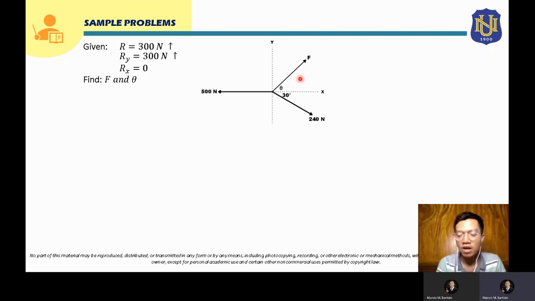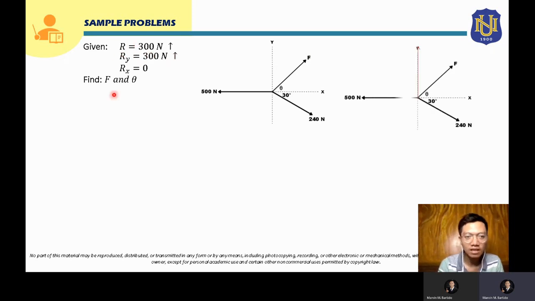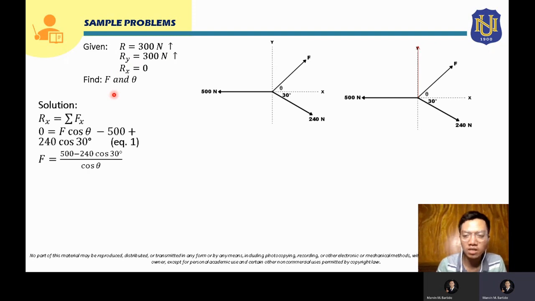So using our formula for solving Rx and Ry, we can use this given. We can use Ry and Rx. Now for Rx, let's say that Rx will be equal to the summation of all the horizontal components of all the forces. And we know that the value of Rx is 0. So we can say that this is 0 equal. So the first force is F. So the horizontal component of F is F cosine theta, and it is directed to the right. Therefore, this is positive. That's why it's positive F cosine theta here.